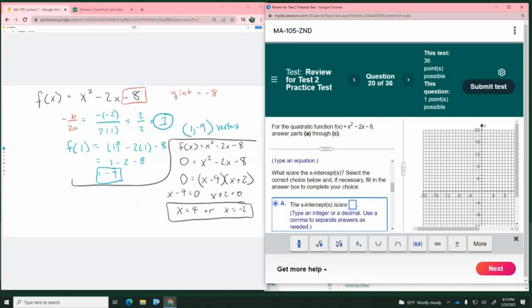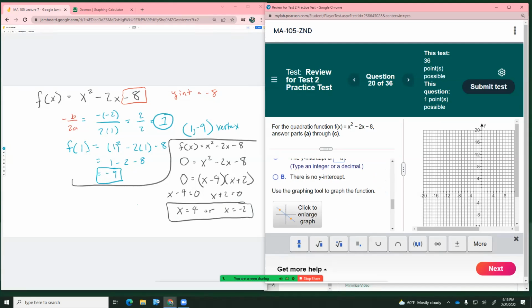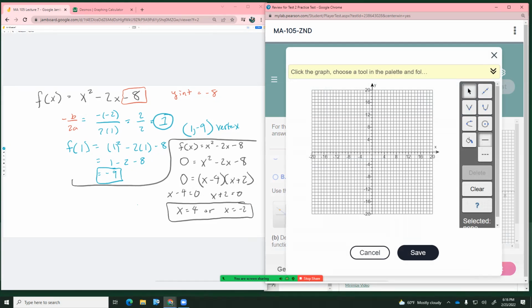So type as integer or decimal. Okay, 4, negative 2. Separate with commas. The y-intercept is negative 8. Use a graphing tool to graph the function.